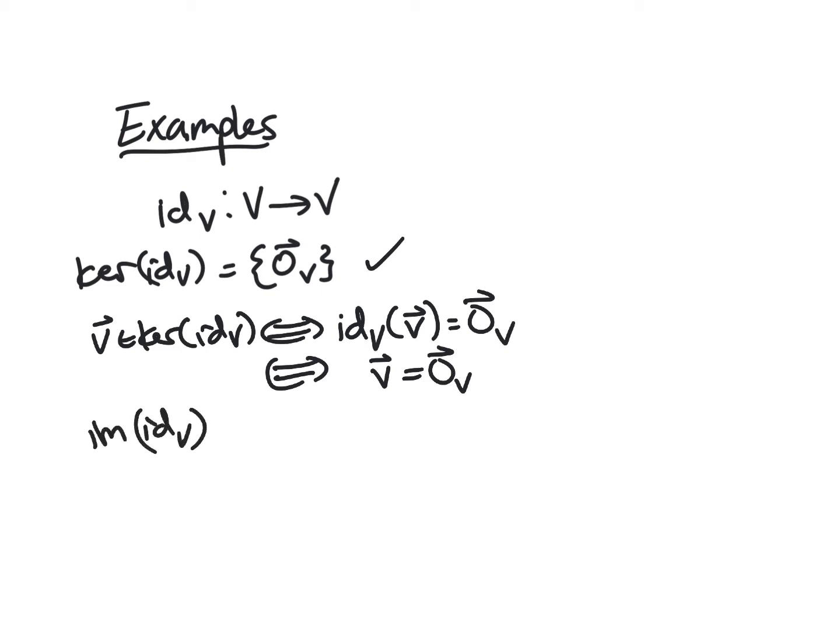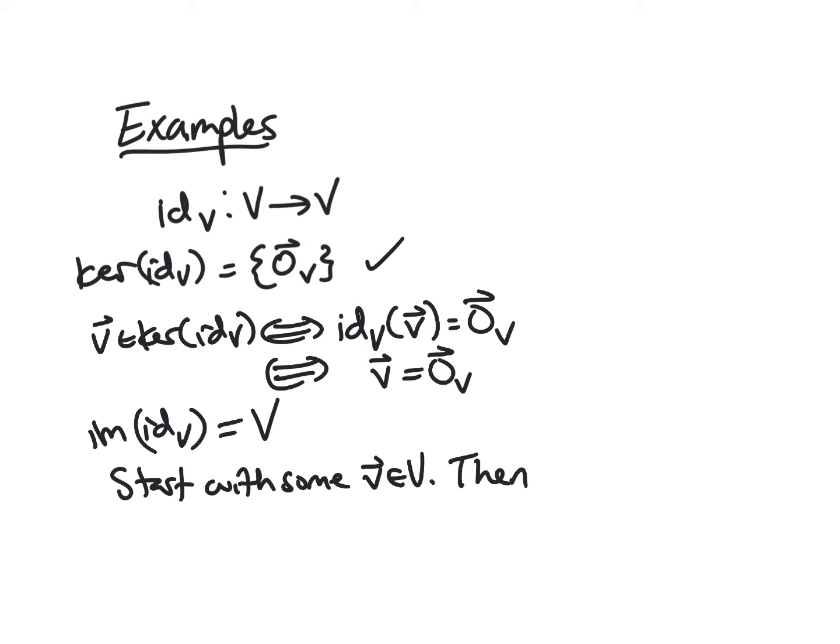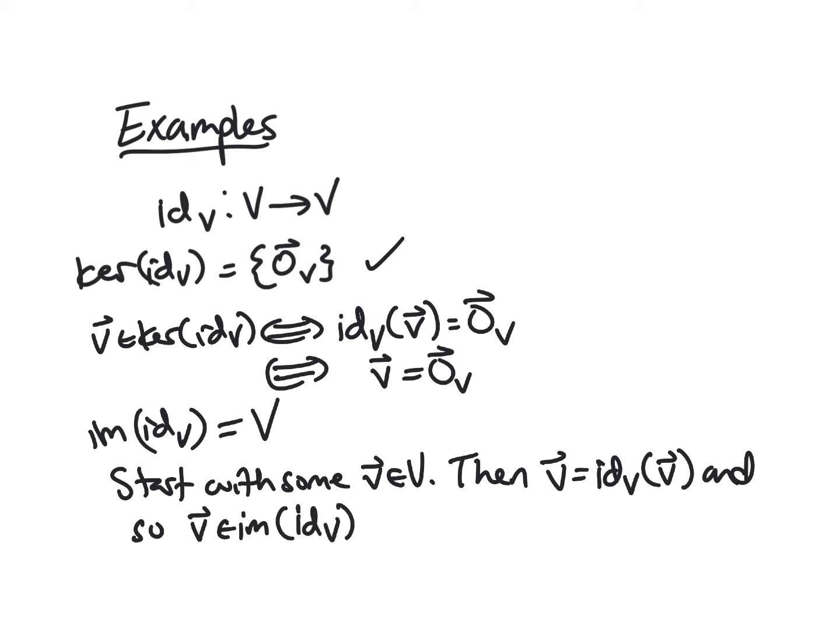Again, this is an isomorphism, so it should be one-to-one and onto, so it shouldn't be a surprise that I'm claiming that this is the whole space. How do we know it? Well, start with some v in V. How do we know it can be reached? Well, we know it maps to itself under the identity map. So then v is equal to the identity on v, and so it's in the image. v was arbitrary, and thus that means any vector in our space is going to be in the image, and thus the image is the whole space.